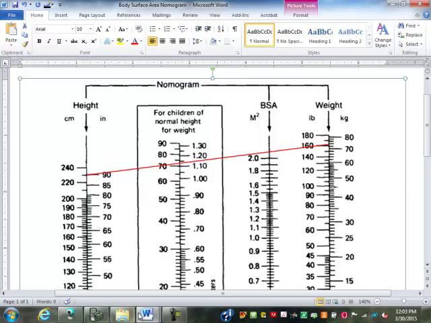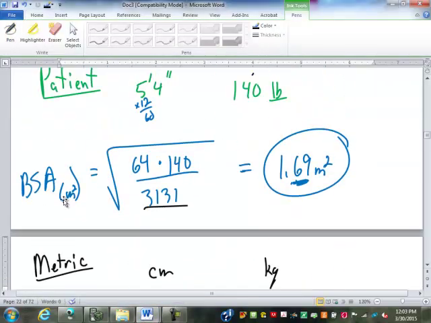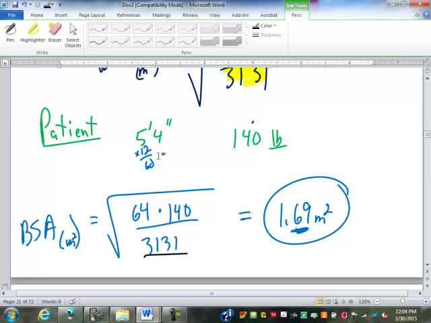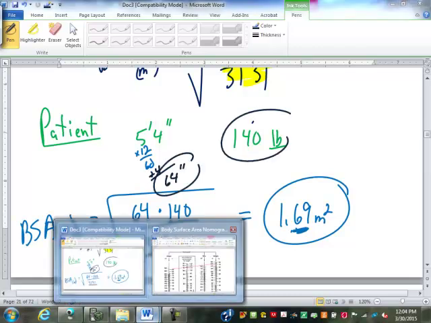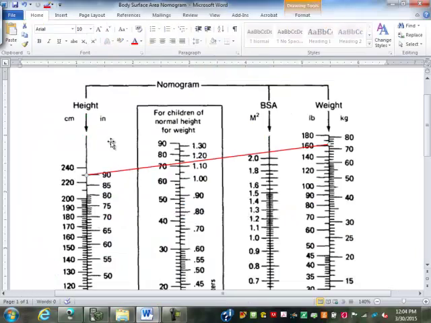So let's look at our first patient here. This first patient was measured in inches, 64 inches tall, and 140 pounds. So on our nomogram, this is the height on this far end. We're going to go to 64 inches. There's 60, 65, so 64 would be right there. And 140 pounds. Now you can see the weight only goes up to 180 pounds, so anybody over that, we can't use the nomogram anyway. 140 pounds is right there.